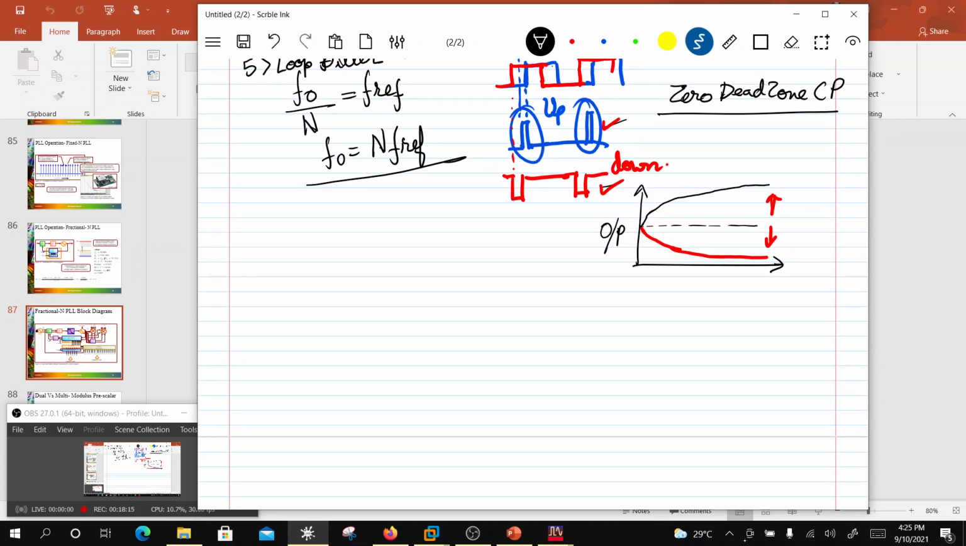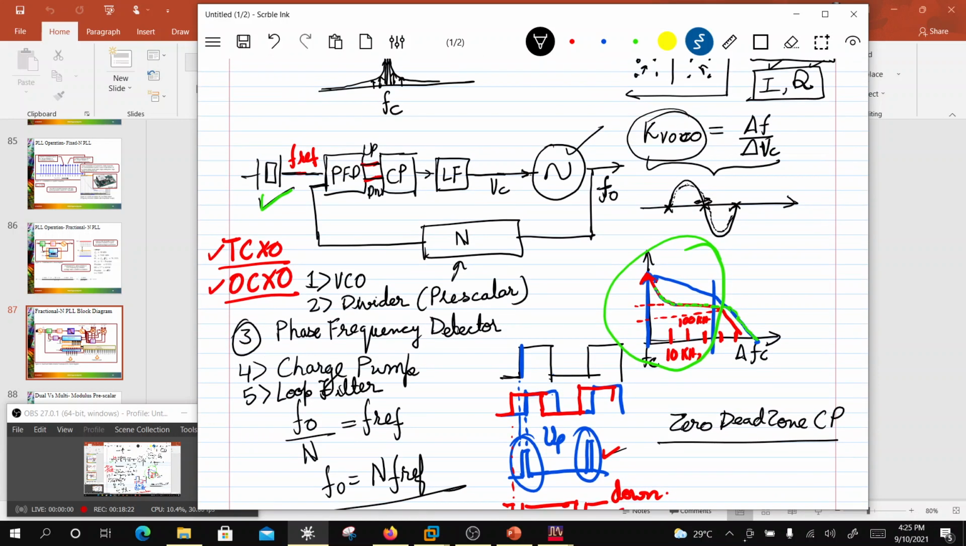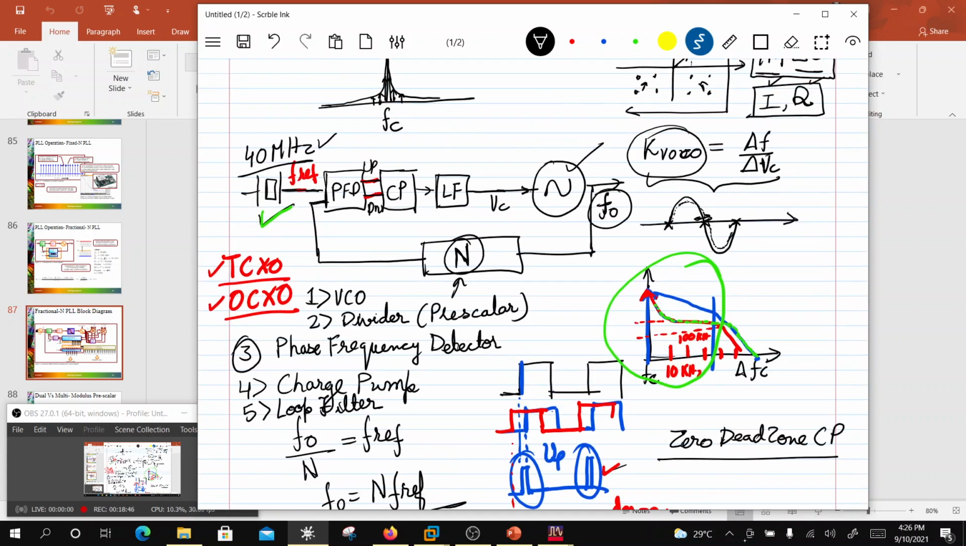Now this has a few problem areas, and I will talk to you about some of them. For example, this reference was 40 megahertz, right? And N is an integer. So if N is an integer, that means F naught is going to be N times FREF. So if you want to shift the frequency by changing N as an integer, then the output frequency will go in multiples of 40 megahertz, right? So there is a problem here, which you can see.